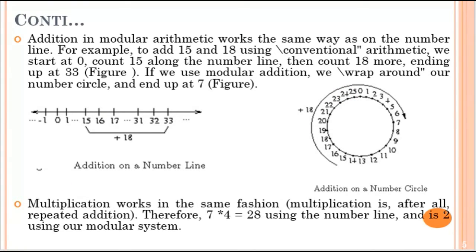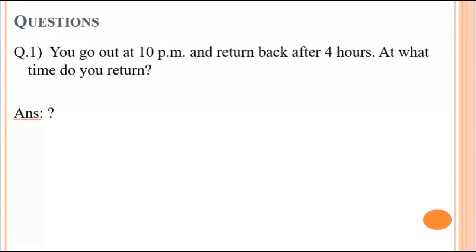7 into 4 equals 28 according to the number line, but according to the modular system, or a circular line, the output is 2. Here I put one question for you. Solve this question according to the modular system. Design a clock and then resolve this question.